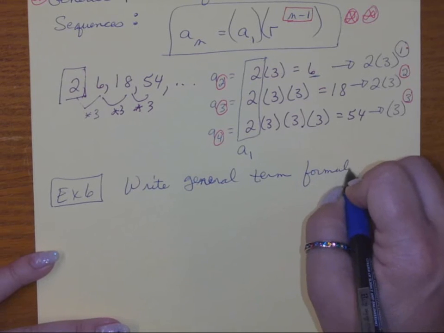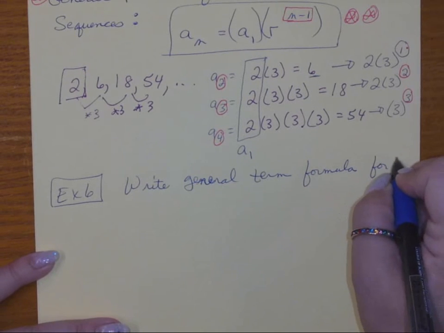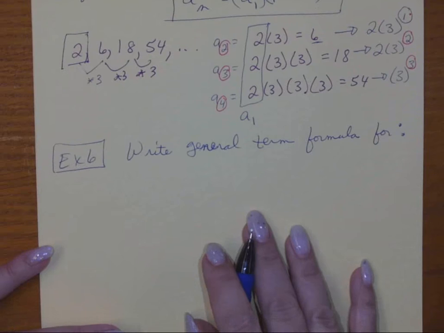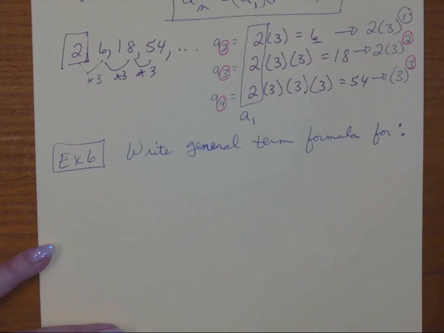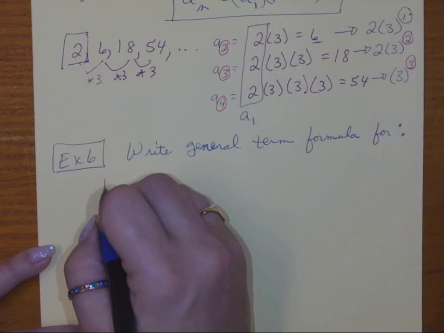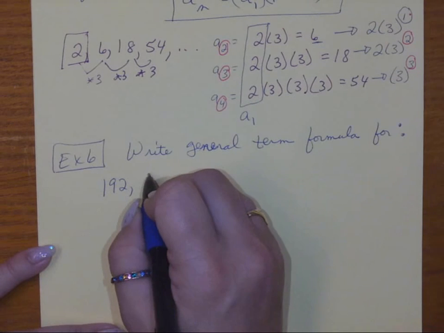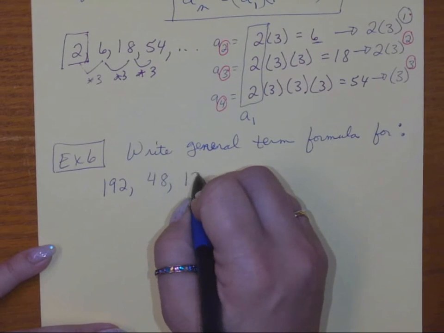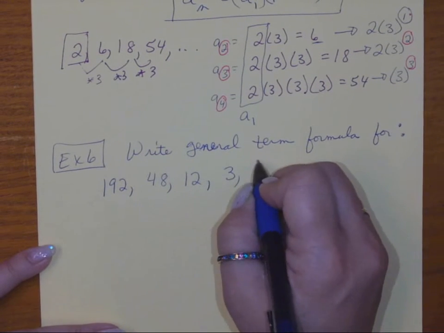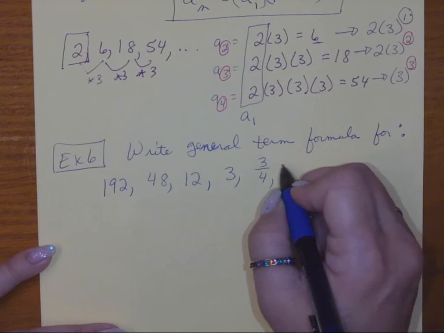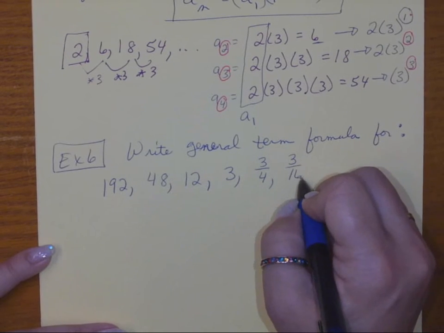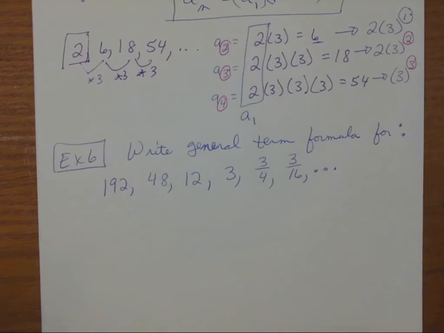Terms formula for... And here, this one's going to be a little bit tricky for us. We haven't done one like this yet, but we can do it. 192, 48, 12, 3, 3 over 4, 3 over 16, dot, dot, dot. Okay. So this is still geometric. I'll show it to you in a second.